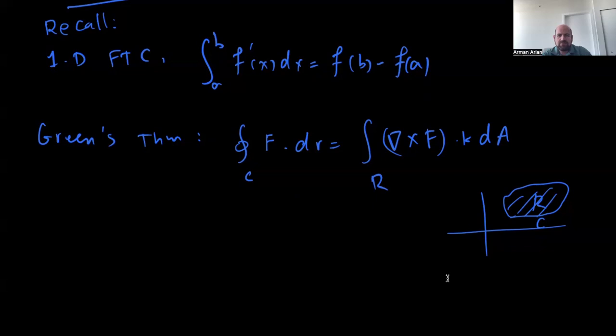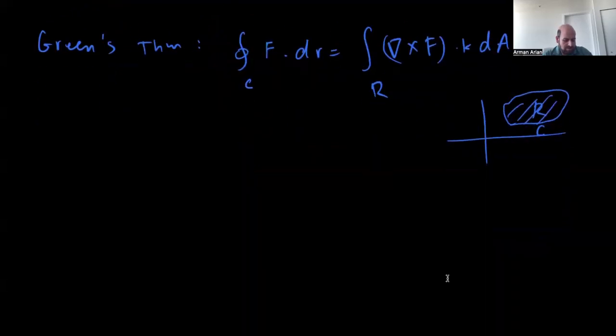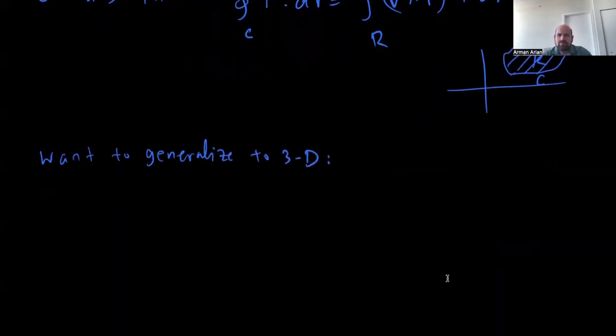Now, can we generalize this to 3D? So now we want to generalize to 3D. So our F previously was in the plane, so it had two components in the i and j direction. Now it's a 3D vector field. So let F be a vector field. So this is the statement of Stokes' theorem, which is a generalization to 3D of Green's theorem. So Stokes' theorem.